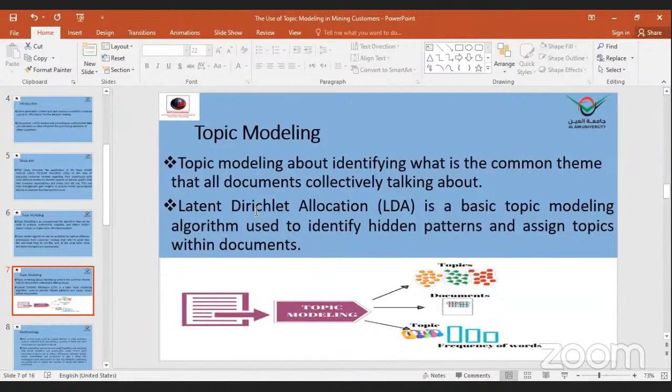Latent Dirichlet allocation is basically a topic modeling algorithm used to identify hidden patterns and assign topics within documents. As you can see here, the input for the topic modeling algorithm is the text reviews, and the output is the clusters, which we name topics. What are these reviews talking about?